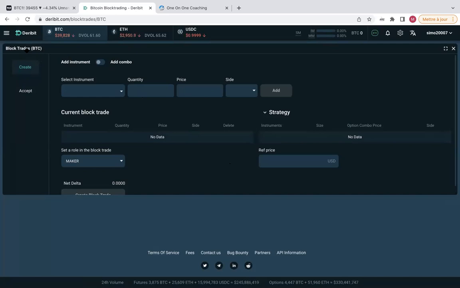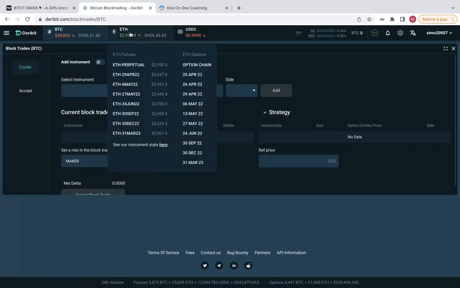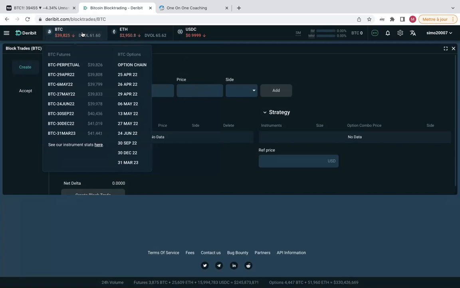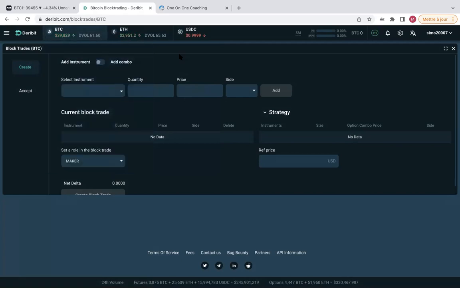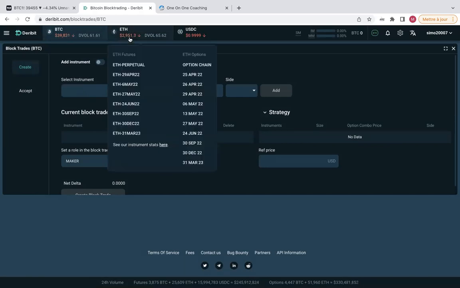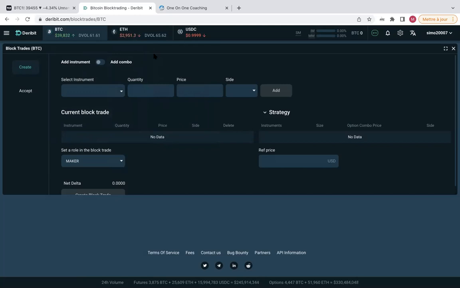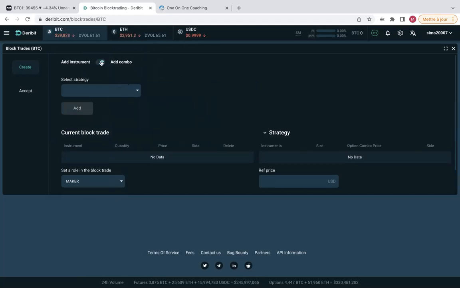Well, here I think you can even change, sorry, you can change to Ethereum. It's not available for other cryptos. Some brokers invented this, but I don't advise you to do that. So Ethereum and Bitcoin, but not the others. And here you click add combo. When you see combo, it means it's a strategy that will include several legs.